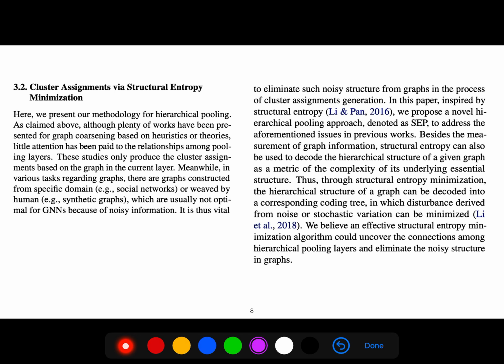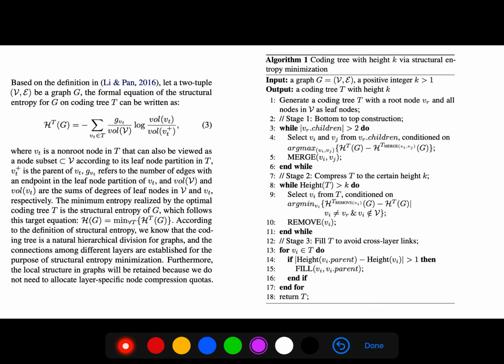So they do cluster assignment via structural entropy minimization, that paper from 2016 that I mentioned. Let the two-tuple be a graph. The formal equation of structural entropy can be written like this. Here, V sub t is a non-root node in T that can also be viewed as a node subset according to its leaf node partition in T. The minimum entropy realized by the optimal coding tree is the structural entropy, which follows the target equation.